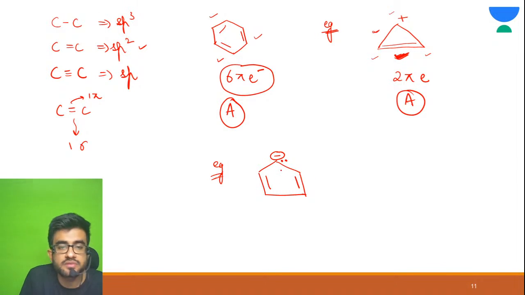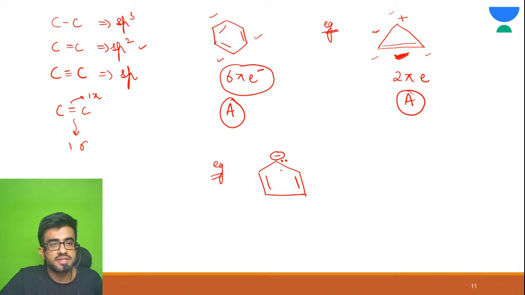This negative charge means lone pairs. Come on. Tell me in the chat section if this is aromatic or not, and how many pi electrons it has. Pi electrons means the number of electrons participating in resonance.